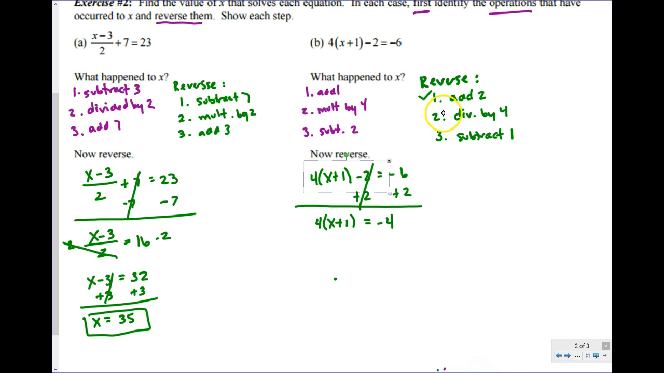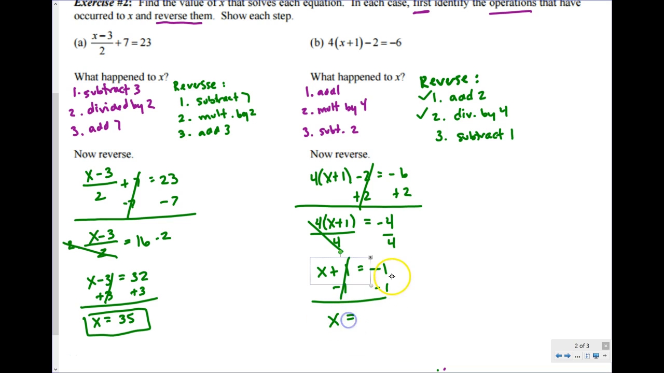Step 2, divide by 4. So I'm going to divide by 4. The 4's cancel on the left, and I have x plus 1 equals negative 4 divided by positive 4, which is a negative 1. So I've done step 2, and step 3 now says subtract 1.